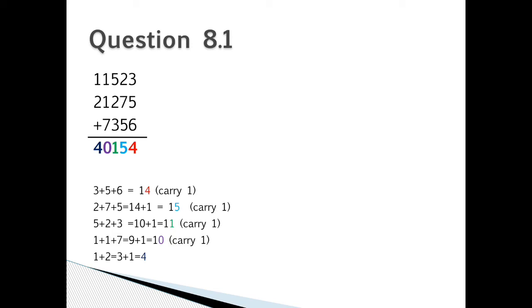5 plus 2 plus 3 is equal to 10, plus the 1 that was carried is equal to 11. Write down the 1, carry the 1. 1 plus 1 plus 7 is equal to 9, plus the 1 that was carried is equal to 10. Write down the 0, carry the 1. 1 plus 2 is equal to 3, plus 1 is equal to 4. Write down your 4. The answer is 40,154.